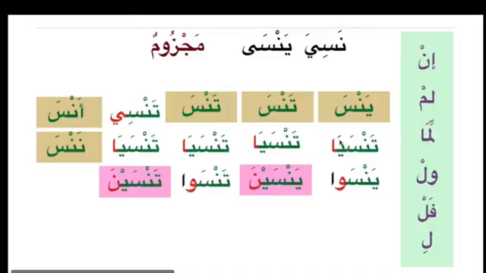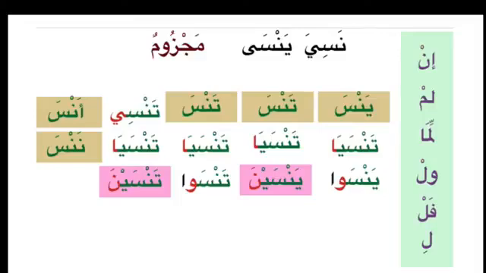Lam tansaya, they did not forget. Lam yansaw, they did not forget. Lam yansaina, yansaina is mabni, it doesn't change. Lam tansaw, tansaina, lam ansa, I did not forget. Lam nansa, we did not forget. This is how the majzoom form is used for nasiya, yansa.